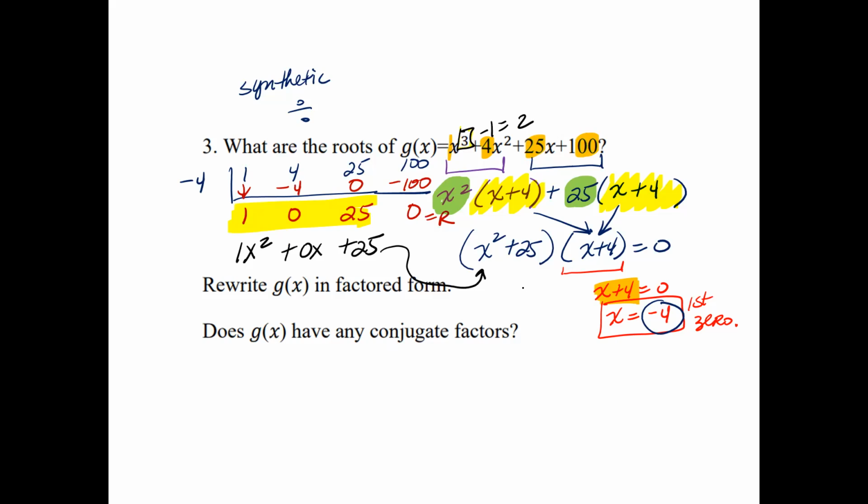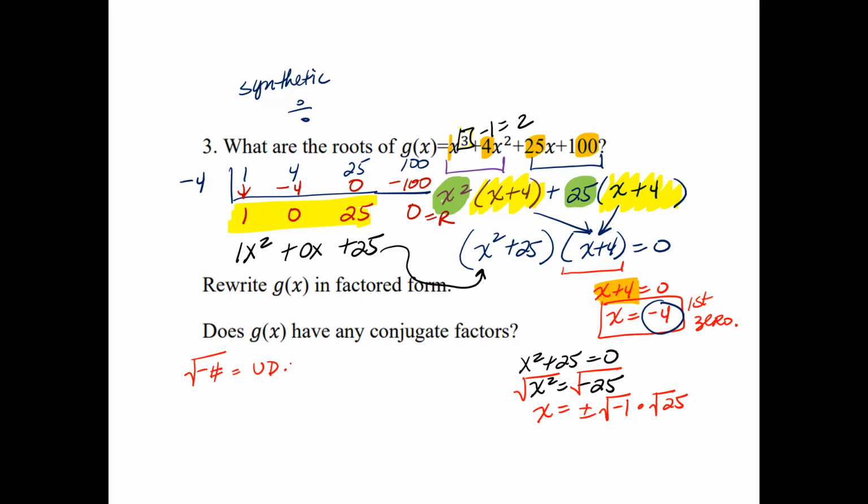So if I'm looking for my second zero, what I'll do is I'll take x squared plus 25 set equal to 0, minus 25 on both sides. I get a negative 25. Square root both sides, and I get x equals plus or minus square root of negative 1 times the square root of 25. And I'm writing it like that specifically because remember, you can't have a square root of a negative number. A negative number is undefined.